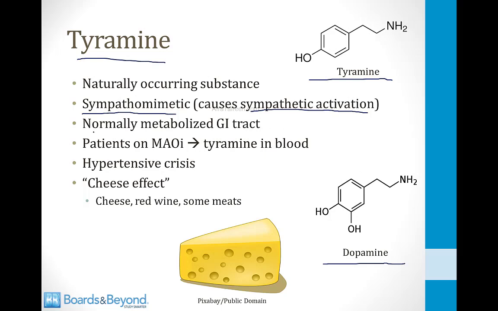Now, normally when you eat foods that contain tyramine, they are metabolized in the GI tract. They are metabolized by the monoamine oxidase enzyme. Therefore, patients on MAO inhibitors can see the level of tyramine rise in their blood. This can raise the blood pressure and, in fact, can cause a hypertensive crisis. This is sometimes referred to as the cheese effect because tyramine is found in cheese and also in red wine and some meats. So patients on MAO inhibitors, especially the ones used for depression, who go out and have a big pizza dinner can find that they are in the emergency room with a headache from a hypertensive crisis. And that concludes our module on phenylalanine and tyrosine.